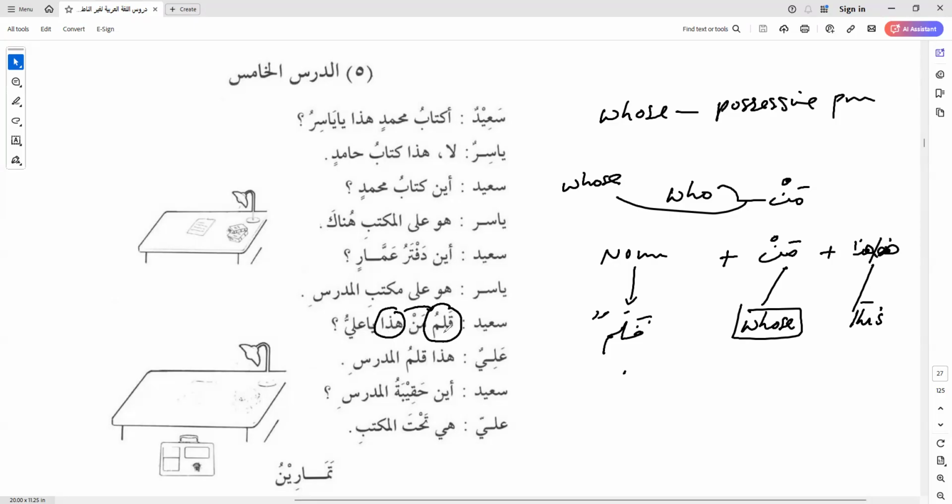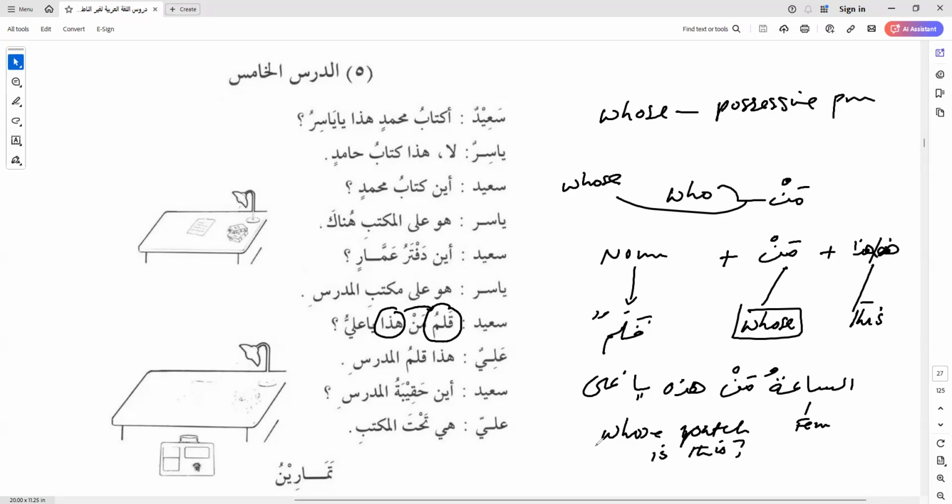So what about if the qalam is a different word like sa'atu? So I have to say sa'atu man. Remember, sa'a is a feminine noun. So instead of hadha, I'm going to say hadhihi. Sa'atu man hadhihi ya Ali. Whose what is this? No more pen. This is a possession. It's a question.